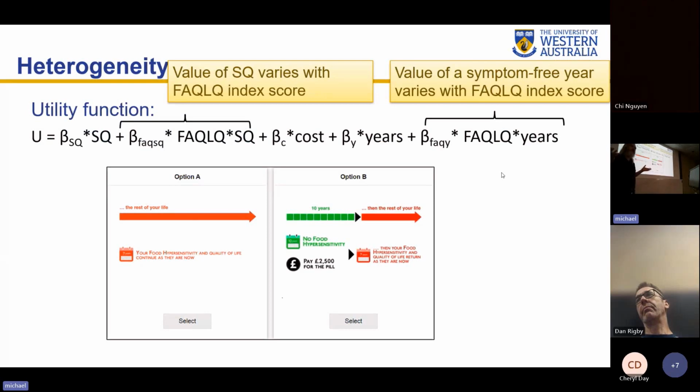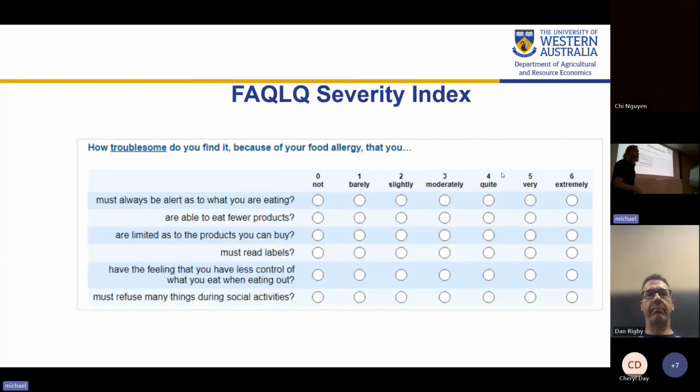Or not much if it doesn't really affect me. So we might expect that the conditions I'm in might affect the way I think about my current life and how I might think about getting extra years of relief. Remember, this severity index is a big chunk of 29 questions that we're just averaging, and the average score is some sort of measure of the severity I've got. So it's clearly not an exact measure. It's some sort of proxy.